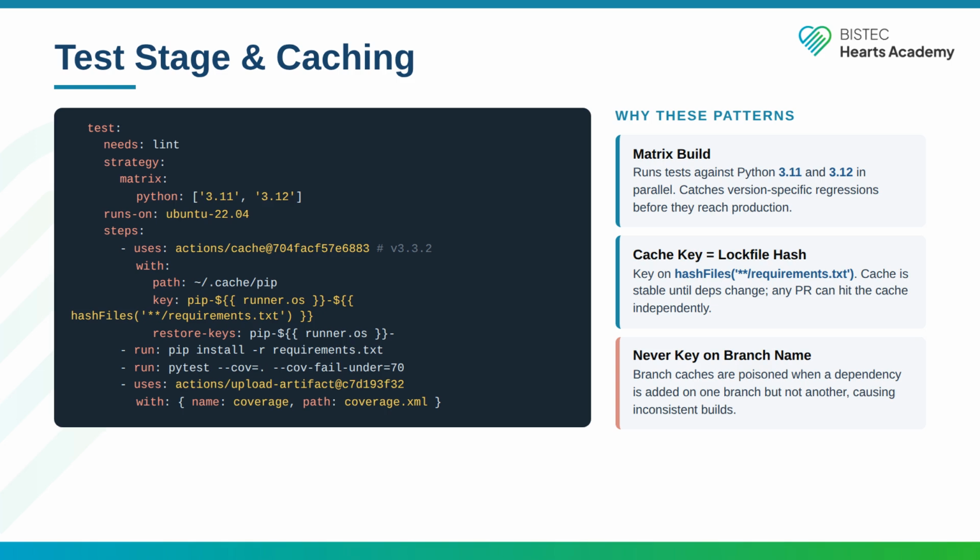A restore key without the hash gives a partial cache hit when no exact match exists, still faster than a cold install. A common mistake is keying caches on the branch name instead. Branch caches don't share across pull requests. You get cold installs constantly, and stale dependencies from one branch can appear in another. Always key on the lock file hash.